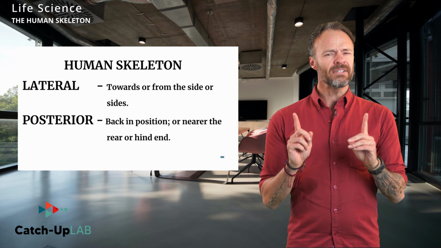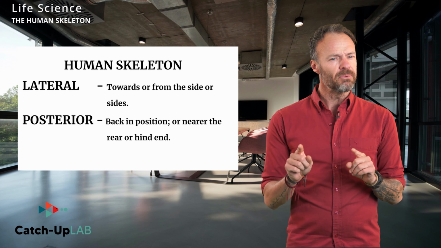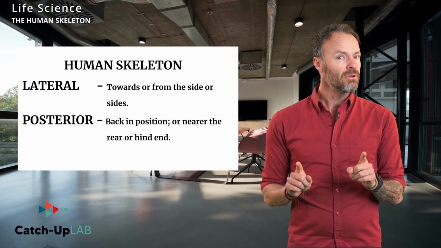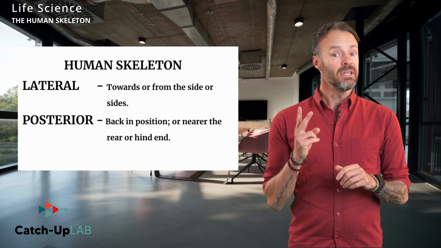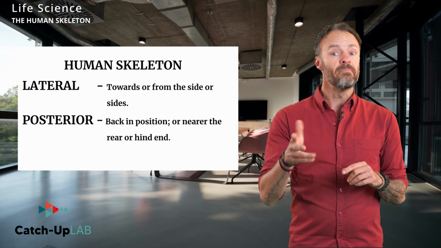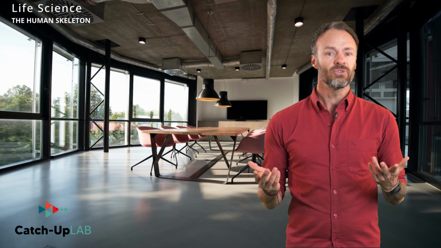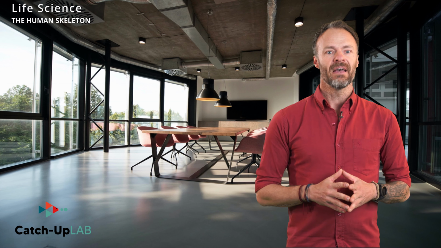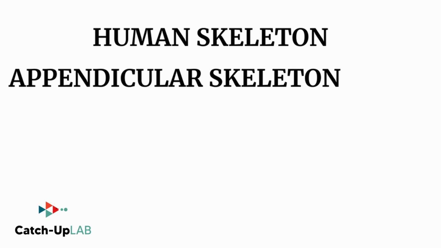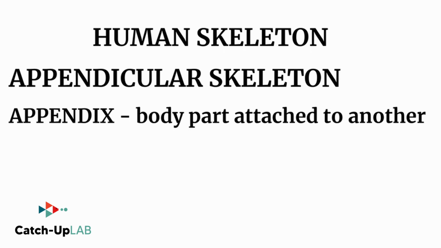Words that you need to fully understand when doing your in-depth study in your textbook are lateral and posterior. These two words indicate where bones or systems are located. Which brings us to the second division of the skeleton, the appendicular skeleton. The word appendicular needs to be broken up to understand the meaning thereof. Append stems from the word appendix, which refers to an object, word, or a body part attached to another object.